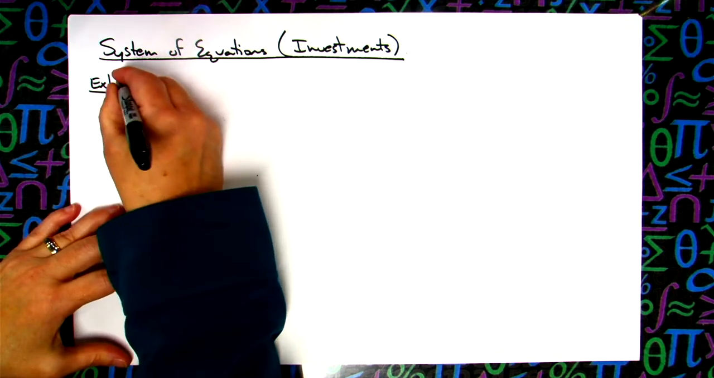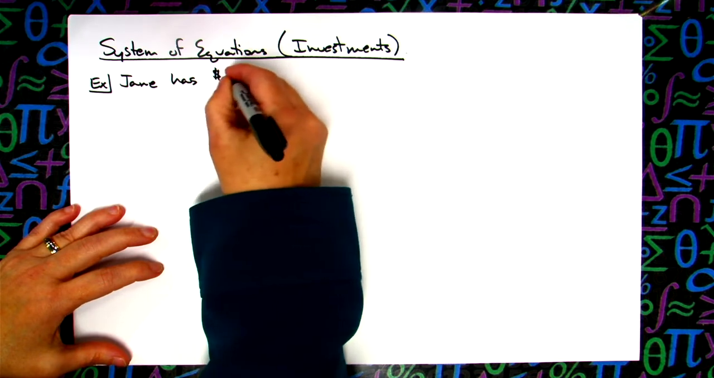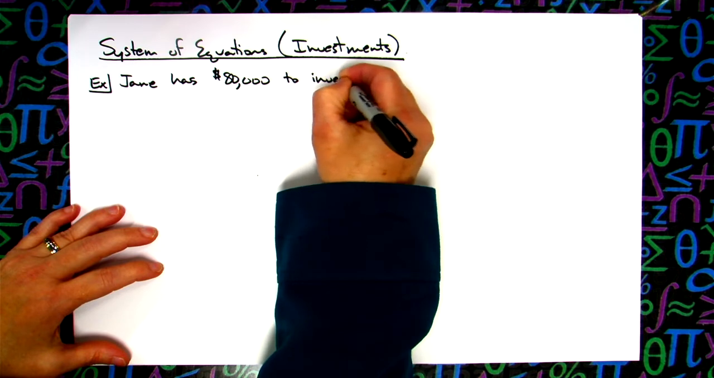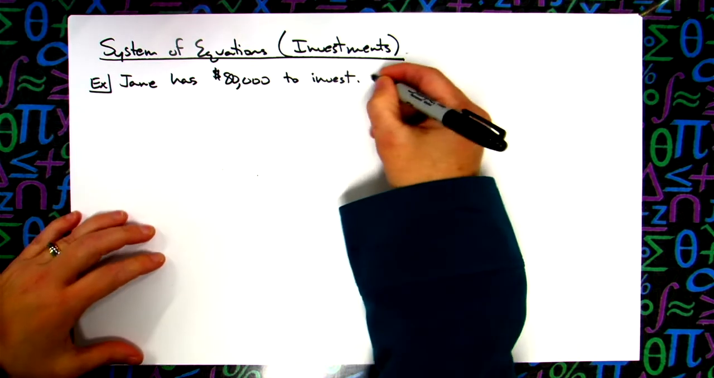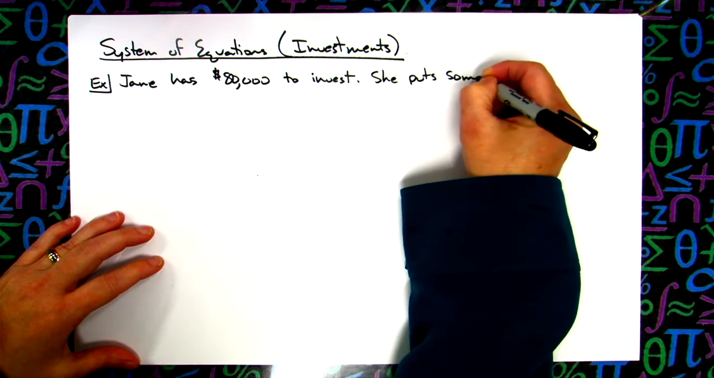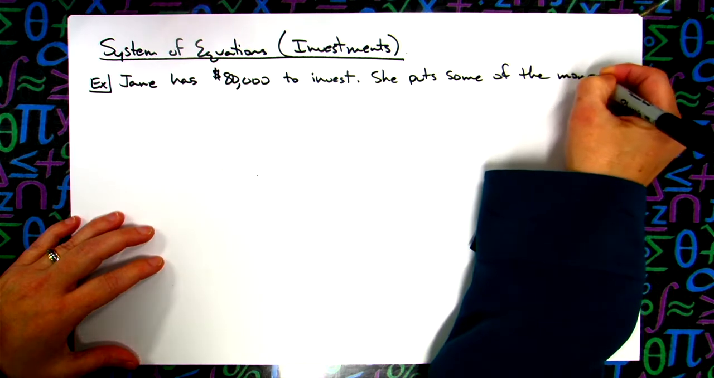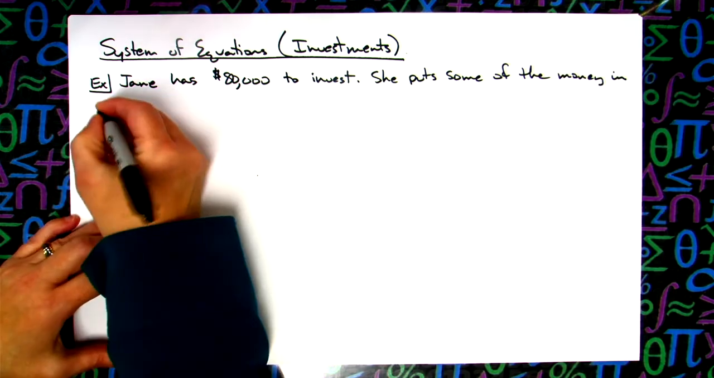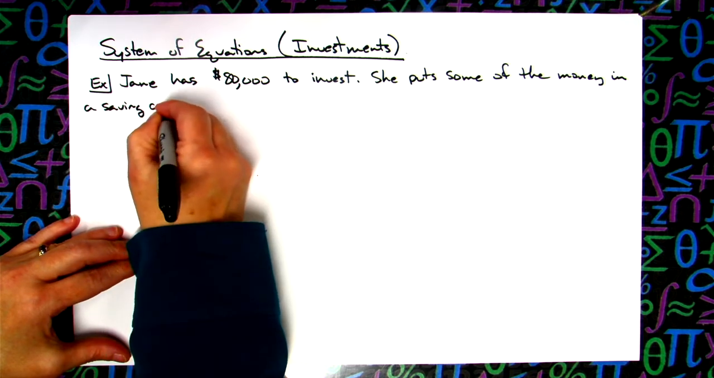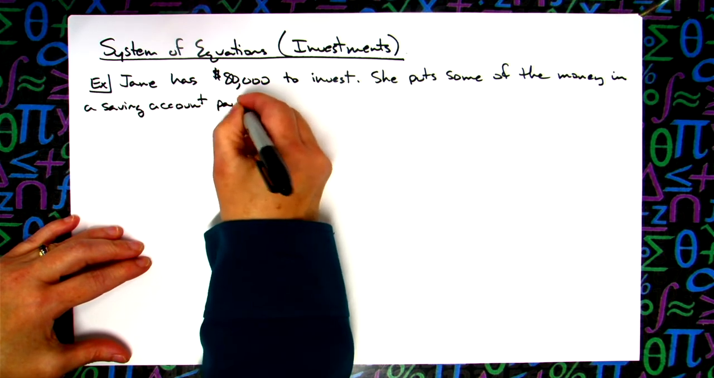So let's suppose Jane has $80,000 to invest. She puts some of the money in a savings account, paying 7% interest.